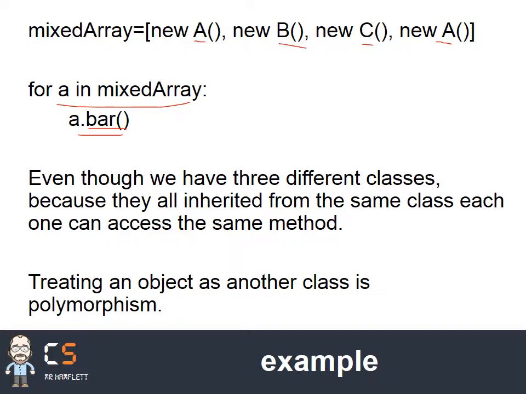So even though we have three different classes, because they all inherit from the same class, they all have access to the same method. Okay, and this is the advantage of polymorphism. I'm treating them all as if they're foo classes. Okay, and I know because they're all foo classes, they all have that bar method. So this is the advantage of using polymorphism. I'm treating them as if they are their parent class, so I can just use the same method across all of them without having to worry about what class they are.